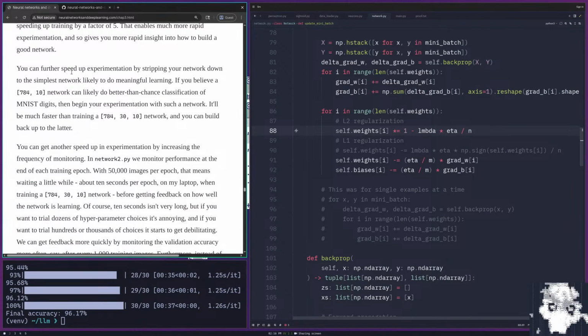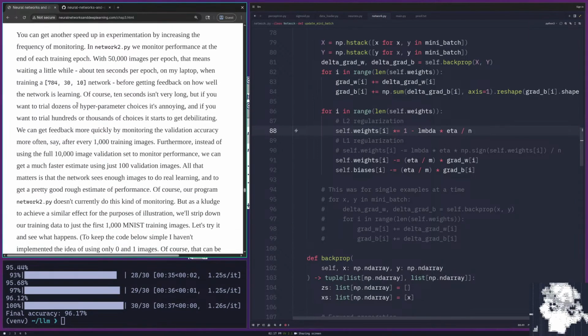You can further speed up your experimentation by stripping your network down to the simplest network that is likely to do meaningful learning. If you believe a 784,10 network can likely do better than chance classification of MNIST digits, then begin your experimentation with such a network. It'll be much faster than training a 784,30,10 network, and you can build back up to the latter.